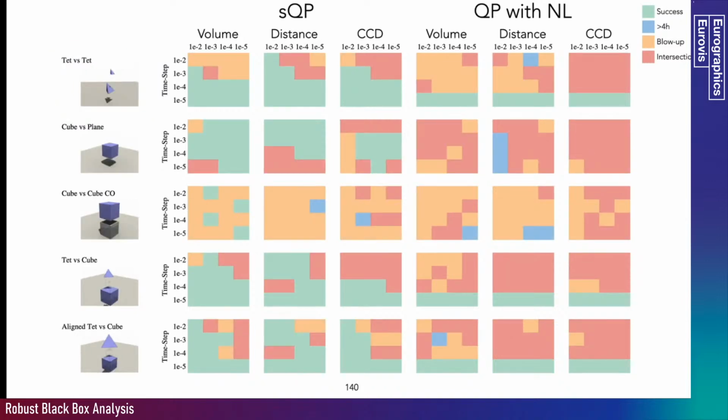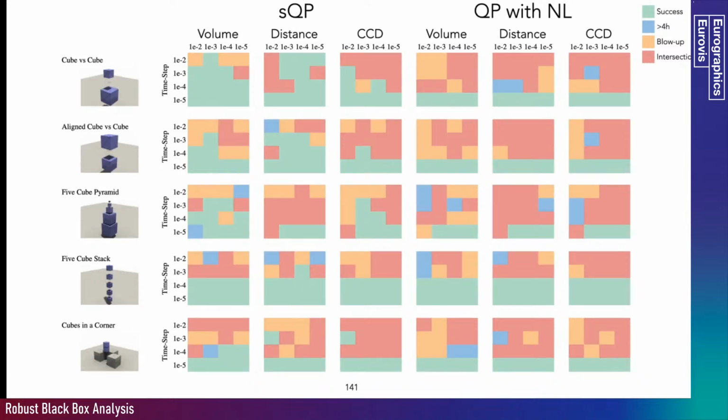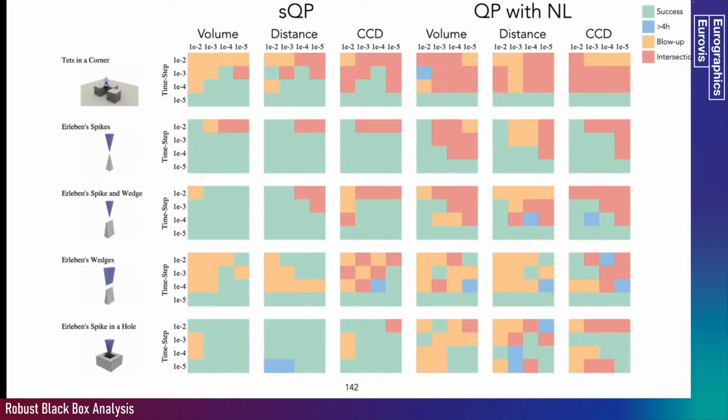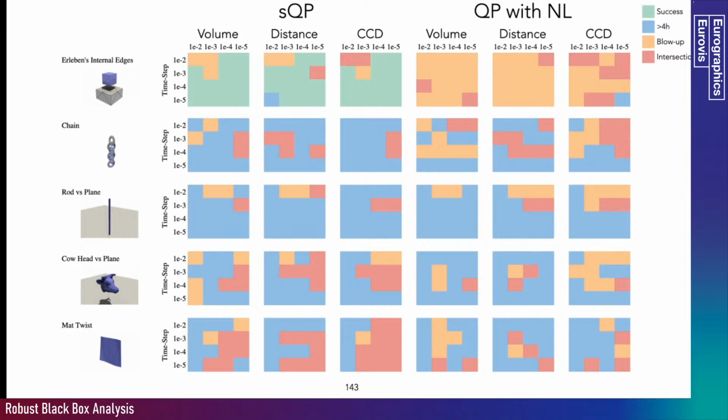And the moment we make the scene more and more complicated, for example, two cubes falling on each other, there is almost no green anymore. Or if you start stacking more cubes, again we start having more and more problems. And with more complicated examples, and we move to something more realistic, like a chainmail completely stuck, or a rod falling on a plane, or a cow head bouncing around, nothing is working reliably anymore.